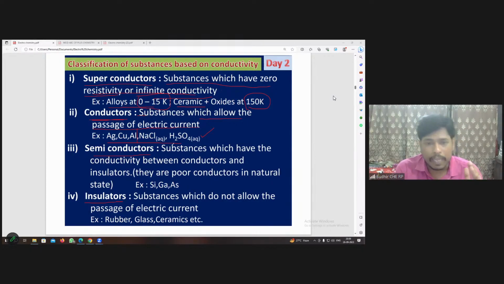So either in the elemental form or in the compound form, some substances allow the passage of electric current through them. Those are generally considered conductors in nature. So superconductors have infinite conduction, and conductors allow the passage of electricity through them. Those are called conductors, with the examples we have to remember.